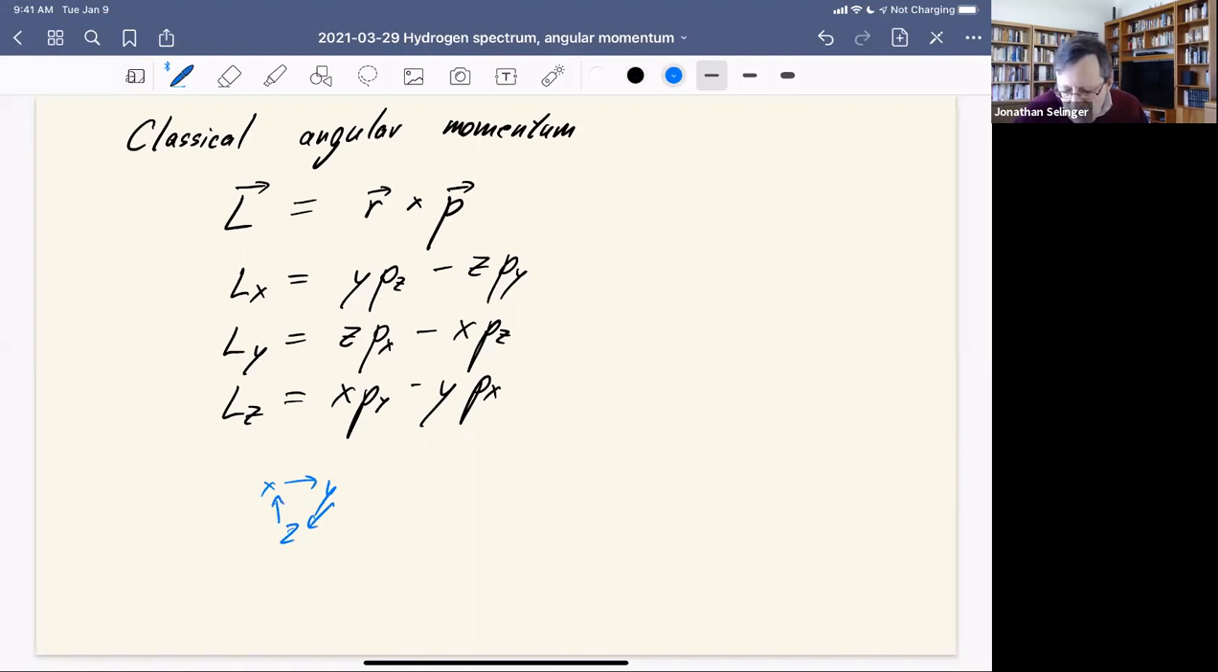So when you go from one equation to the next, the x's change to y's, and the y's change to z's, and the z's change to x's. And that keeps going forwards.